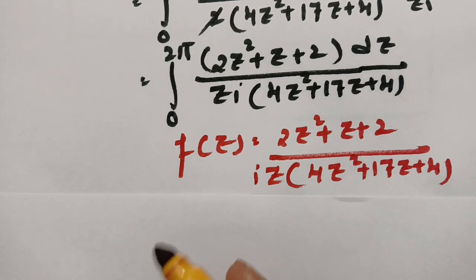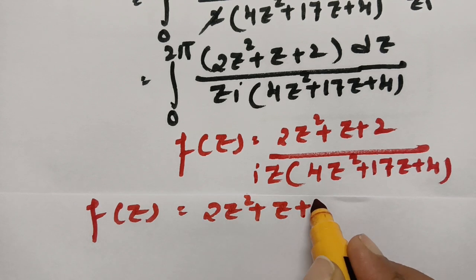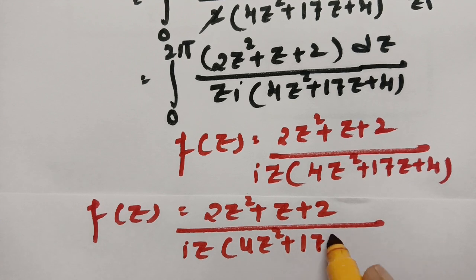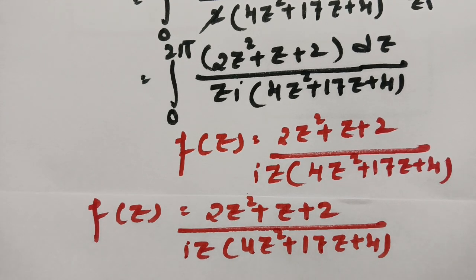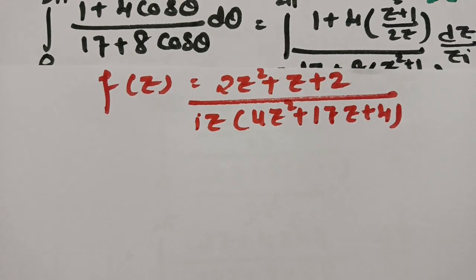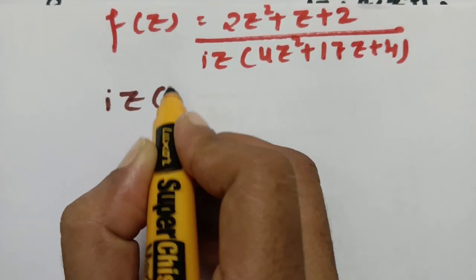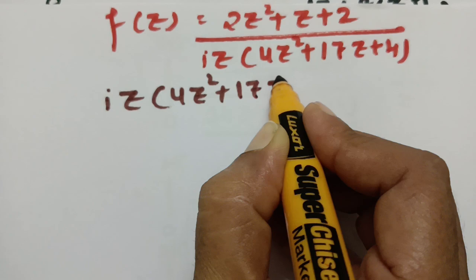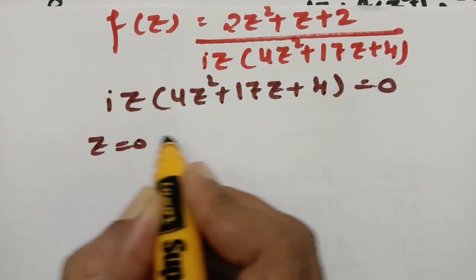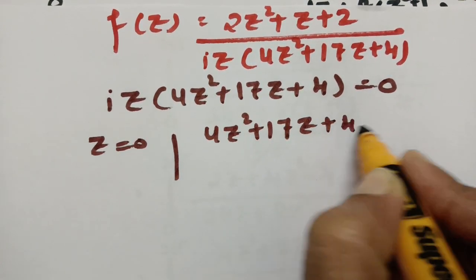for this equation, what is our f(z)? f(z) is nothing but (2z² plus z plus 2) divided by i times z into (4z² plus 17z plus 4). Clear? Now if I want the poles, I have to equate the denominator to 0. So i into z times (4z² plus 17z plus 4) is equal to 0. In this case z is equal to 0, and next, 4z² plus 17z plus 4 is equal to 0.